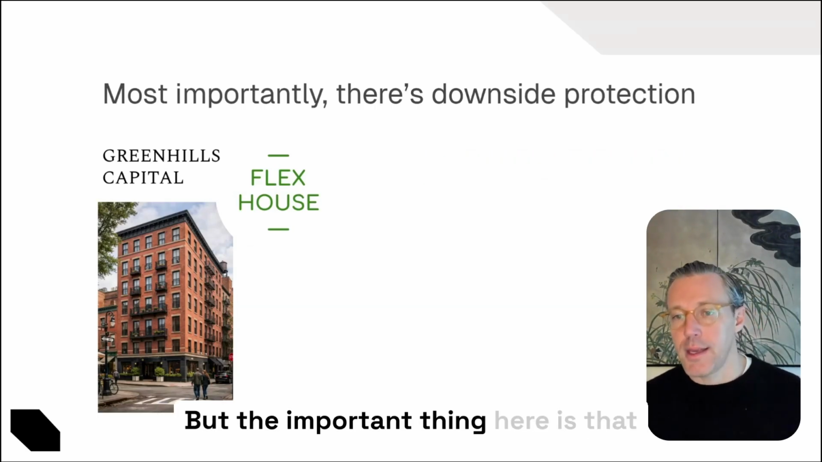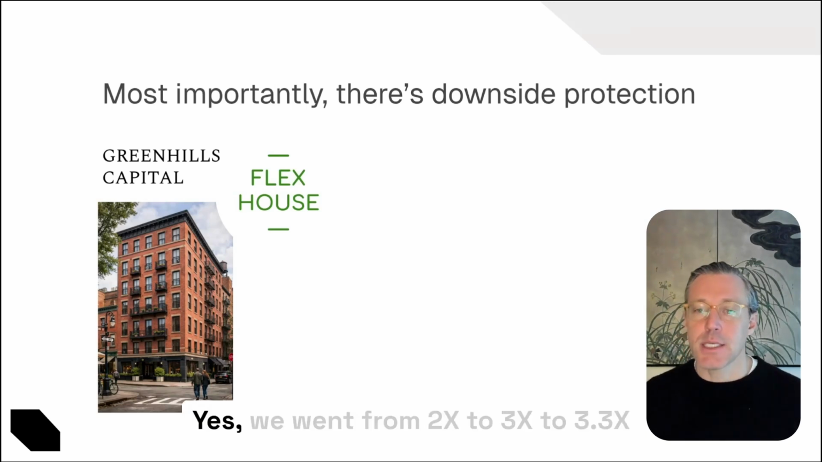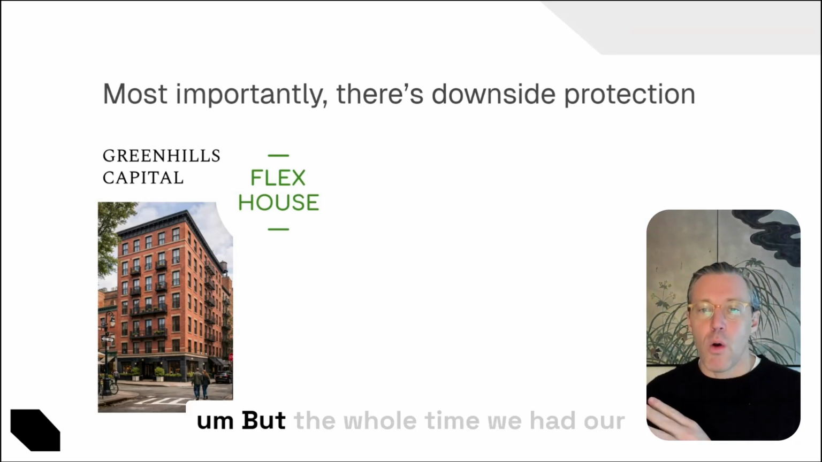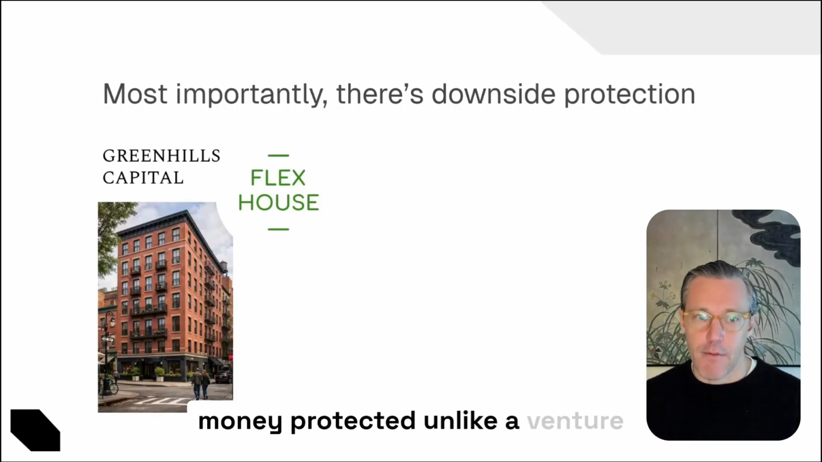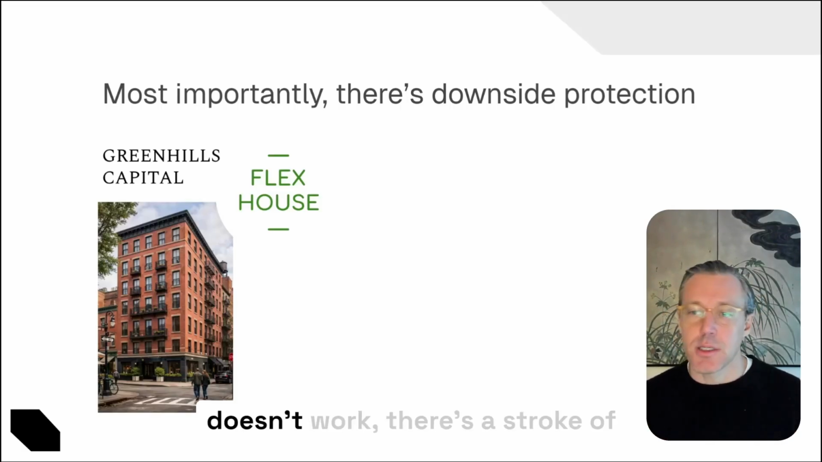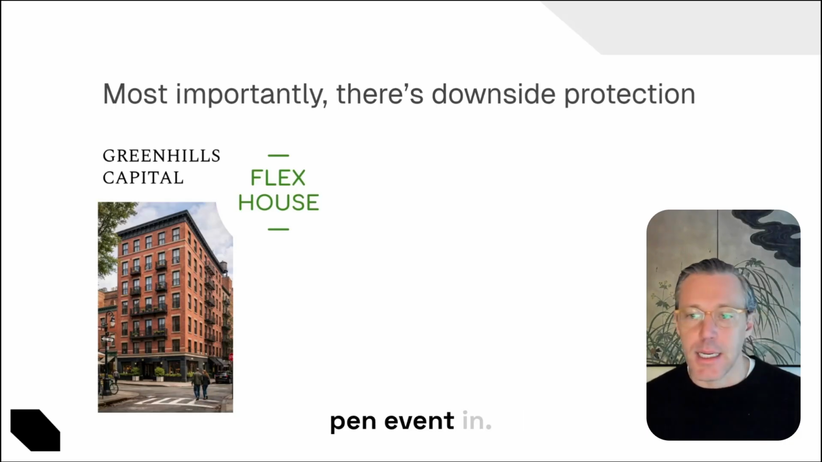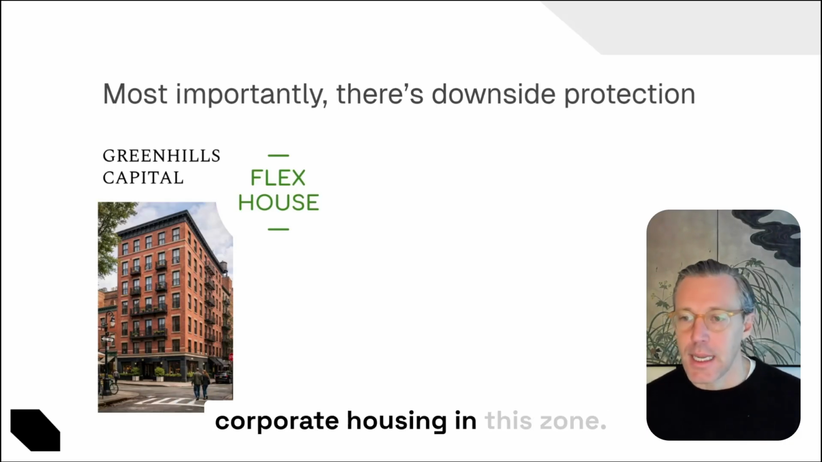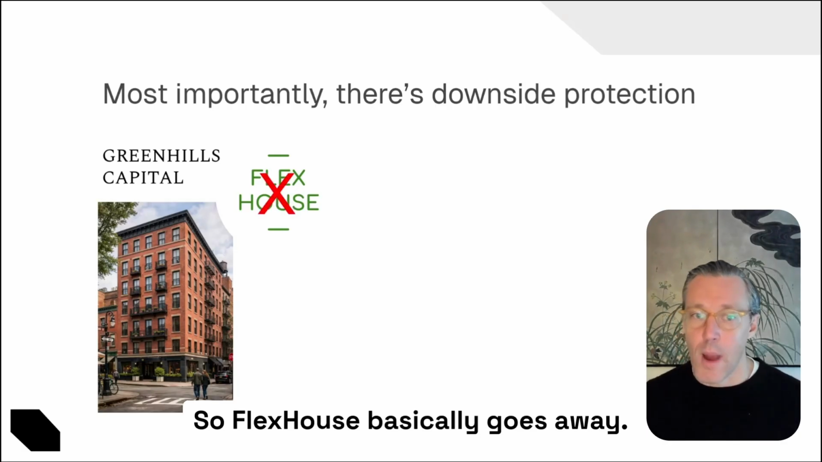But the important thing here is that there's downside protection the whole time. Yes, we went from 2x to 3x to 3.3x to 6x to 7x, but the whole time we had our money protected, unlike a venture investment. So let's say in a scenario where this extended stay strategy doesn't work. There's a stroke-of-pen event in New York where this building is, and we can no longer do extended stay or corporate housing in this zone. So Flex House basically goes away. So now what are we left with?